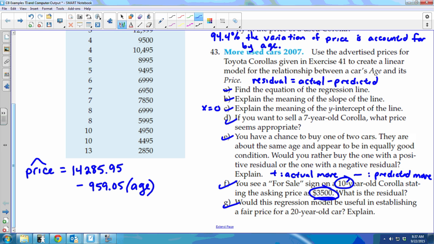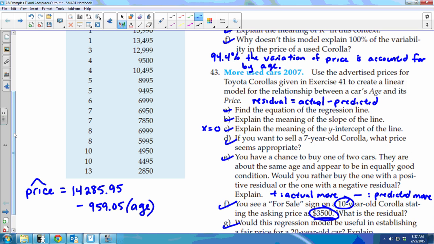And then G, would this regression model be useful in establishing a fair price for a 20-year-old car? See some people shaking their heads no. Why is the answer no? Right, our data set shows ages of 1 to 13 years old, right? So 20 years old would be an extrapolation. We talked about that a little bit yesterday. We don't know what happens after 13 years old. So in our model, in our scatter plot, everything was linear, but maybe after 13 years old, it's not. I don't have any frame of reference, so I don't want to make a prediction about something I'm not really sure about. Questions on any of those things?